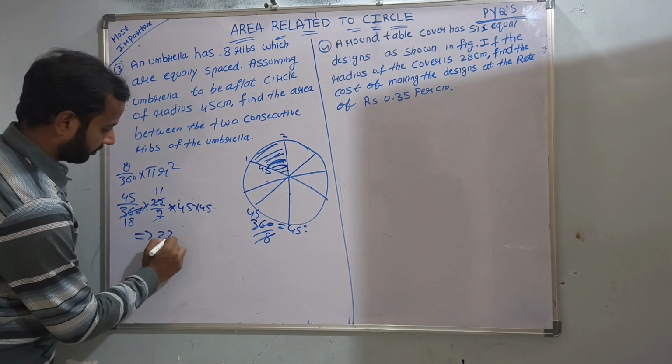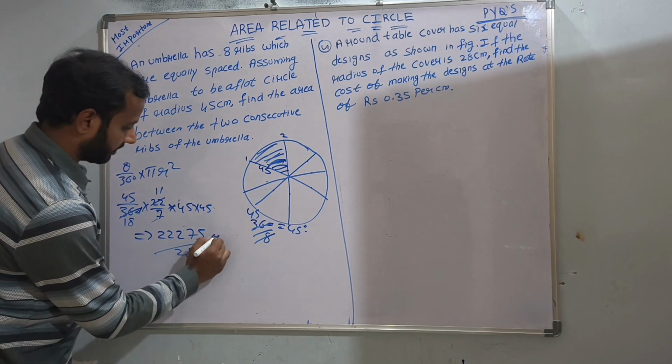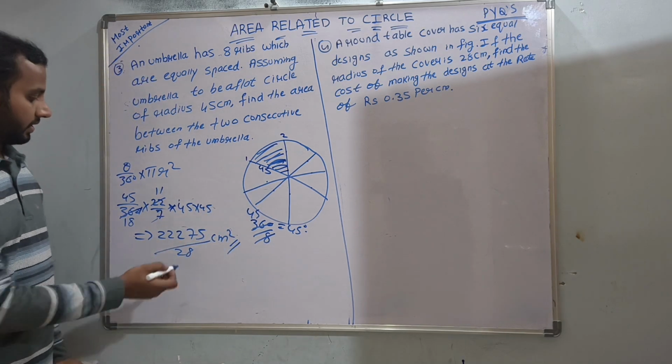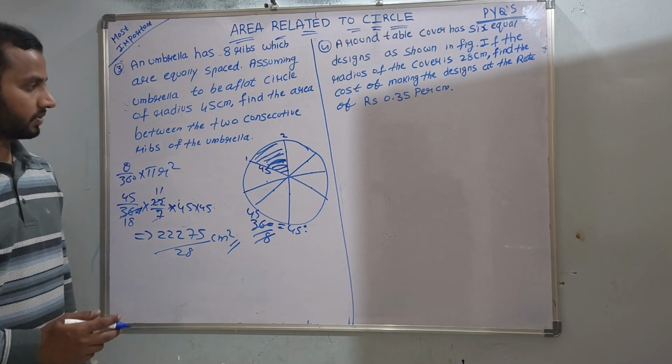Then cancel. 2275 divided by 28 centimeter square. Calculation part, do it yourself. Final answer will be 2275 divided by 28 centimeter square.